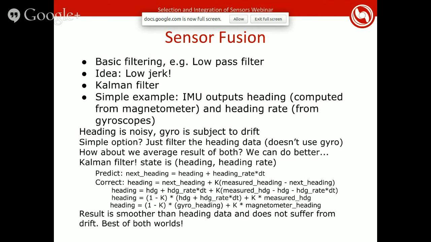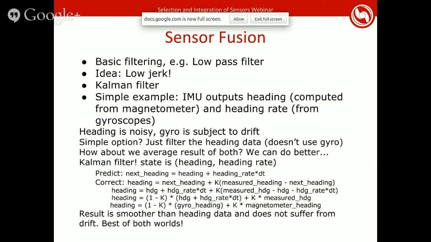So one option is, okay, forget about the gyroscope. Let's just do a low-pass filter on the heading data. Yeah, that's cool. It might be a little less noisy. Probably going to work okay. But the sad thing about that is it doesn't actually use the gyroscope data. If you have data, you might as well use it. It's an independent source of data, so it's something you should take into account. Why don't we just average the result of both?